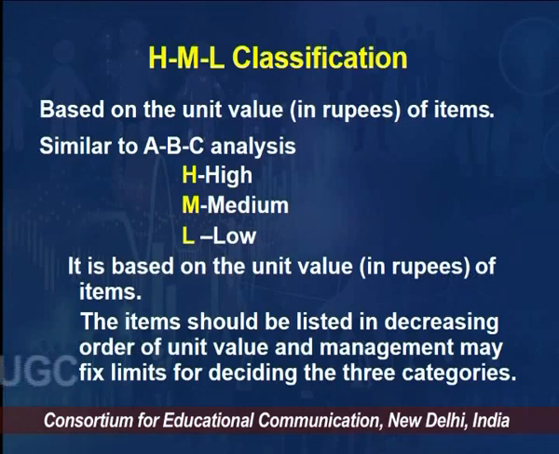Then there is a third classification, called HML classification, based on the unit value in terms of rupees of items. It is very similar to ABC analysis. H stands for high value items, M for medium value, L for low value items. It is based on the unit value of items. The items should be listed in decreasing order of unit value, and management may fix limits for deciding the three categories. Just like we studied in ABC analysis, this is another school of thought. They have given another acronym for that. So there are some high value items, then there are some low value items.